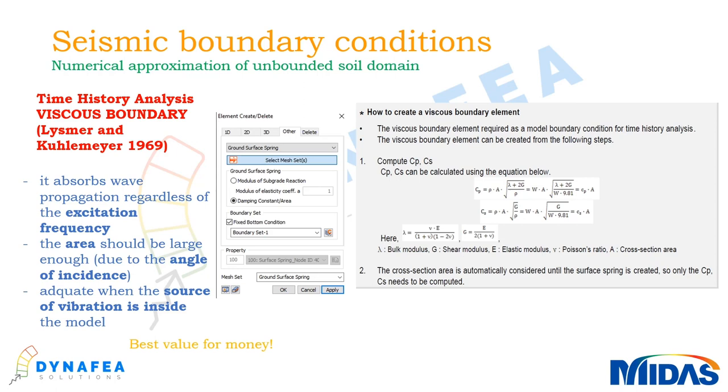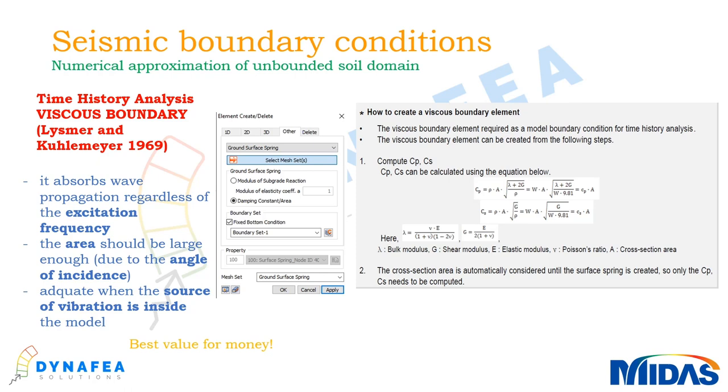Another type of boundary condition for dynamic analysis is a viscous boundary condition, which was explained by Lysmer and Kuhlemeyer in '69, but is still used. And what are the rules? The wave is absorbed regardless of the excitation frequency. So this is important for us. It doesn't matter if the frequency is 5 Hz or 30 Hz. The wave will be absorbed.